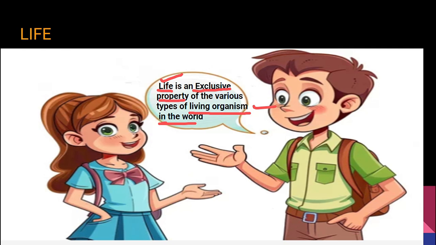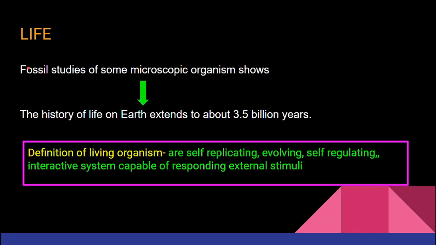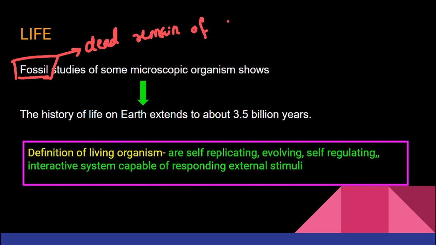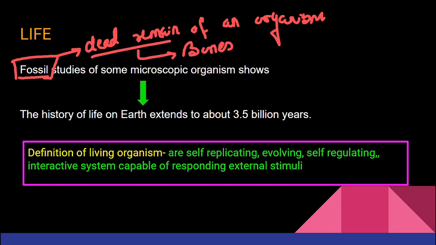We have life, you have life, animals have life. How do I get to know about life? By studying the fossils. What are fossils? Fossils are nothing but dead remains of an organism. When I say dead remains, I'm talking about the bones. So when I do a fossil study of microscopic organisms, I found that on earth life existed 3.5 billion years ago.